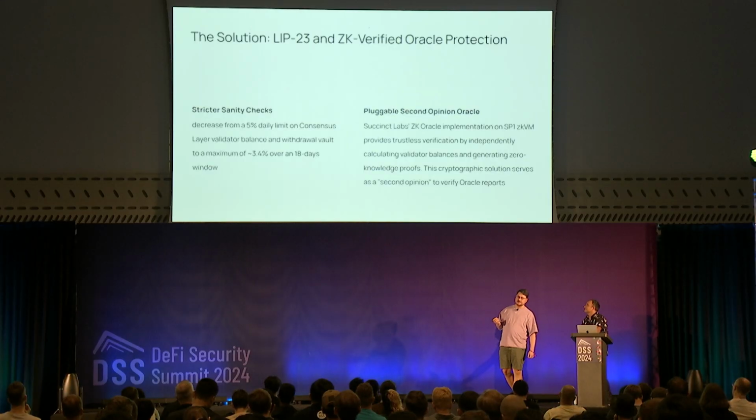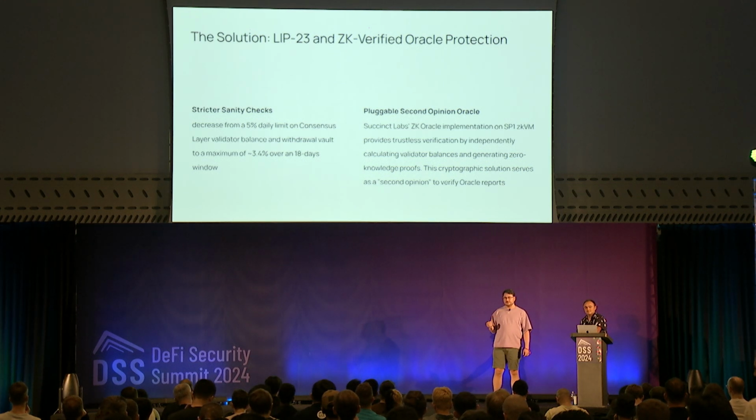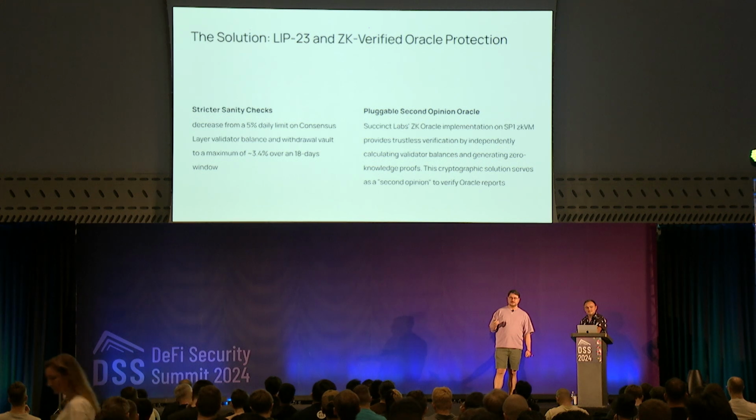So the solution is described in Lido Improvement Proposal number 23, and it consists of 2 main parts. The first is the stricter sanity checker. We decrease the limit from 5% of the consensus layer validators to 3.4 over an 18 day window. It's a major improvement because it limits the possible negative rebases. But the most interesting part is a pluggable second opinion oracle, based on the Succinct Labs ZK Oracle implementation on the SP1 ZK VM. It provides trustless verification for this data: it calculates the data from external sources and provides the zero-knowledge proof for it as well. This guarantees better results, because we can consult the second opinion before we do the rebase.